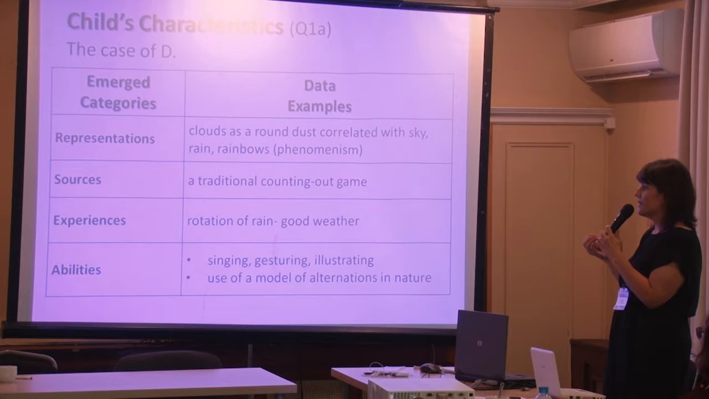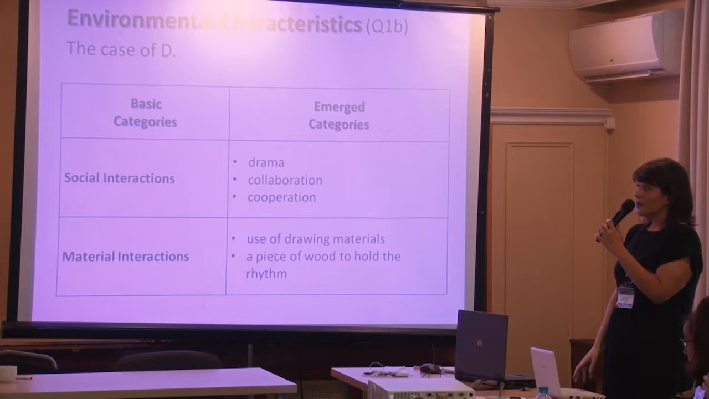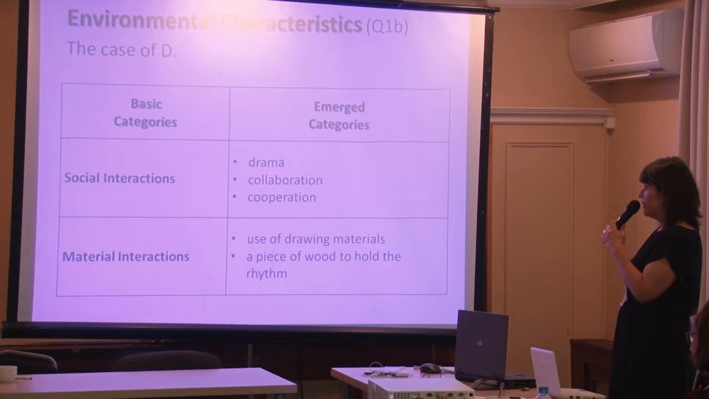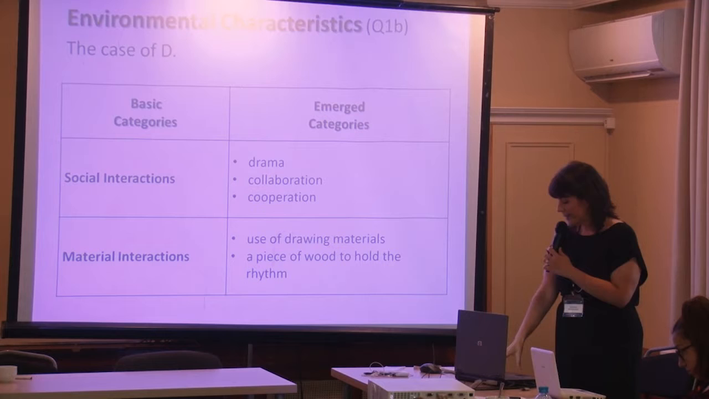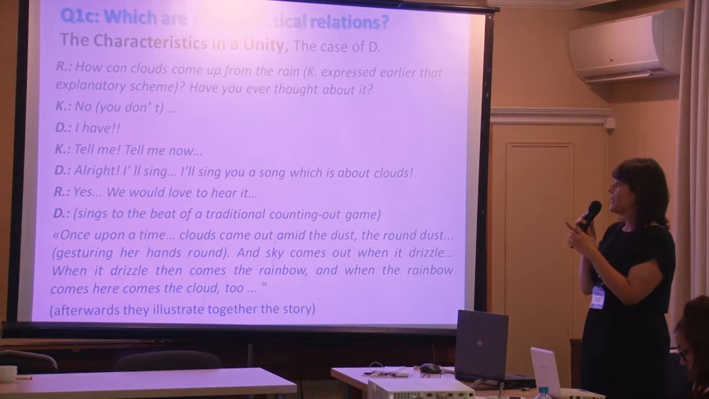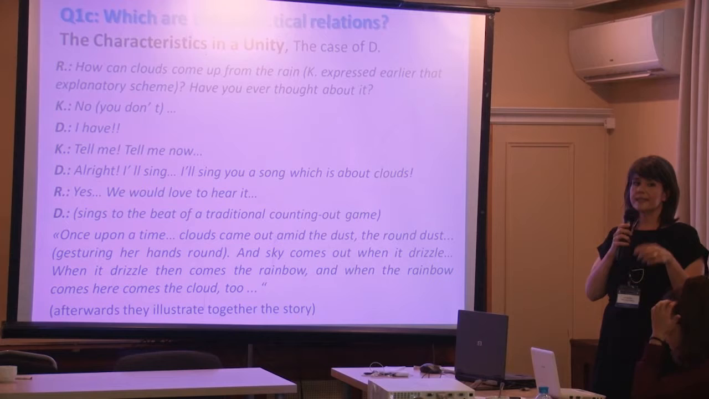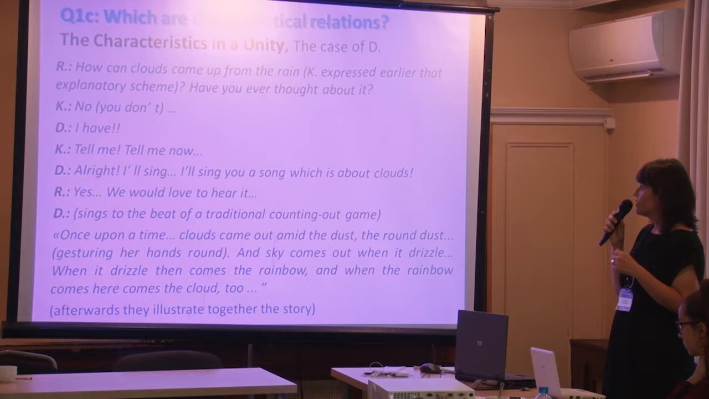And according to the environmental characteristics, we see that we have two basic categories, which is actually the social interactions and also the material interactions. And we have also here a lot of emerged categories. But the main point at that part is actually not to see the child characteristics or the environmental characteristics. The main point is to see these characteristics in an interrelations, to try to find the dialectical relations between them.